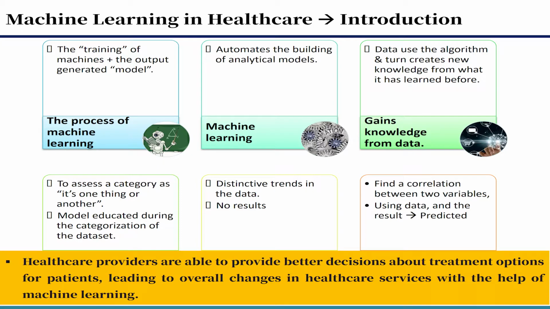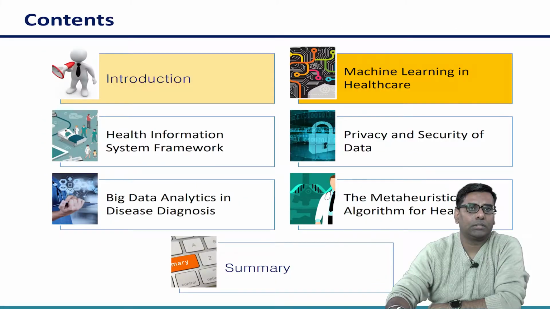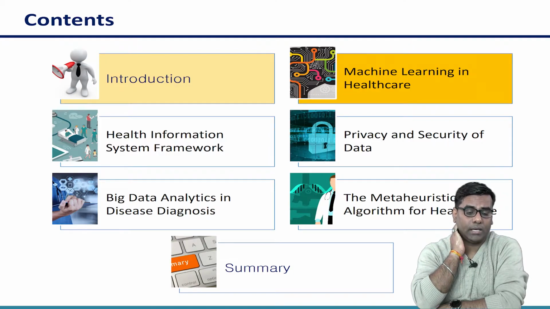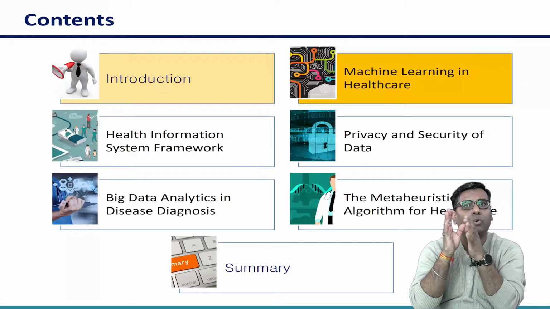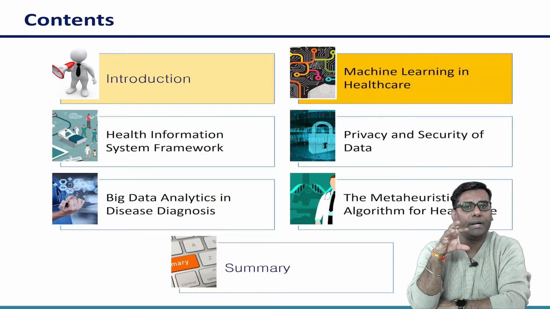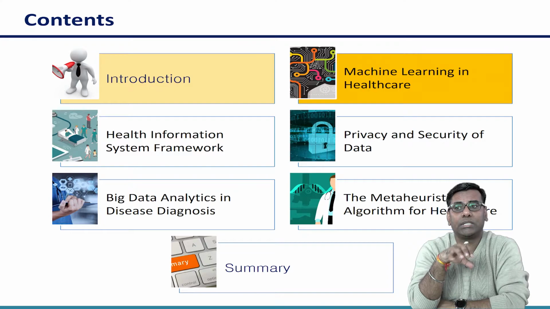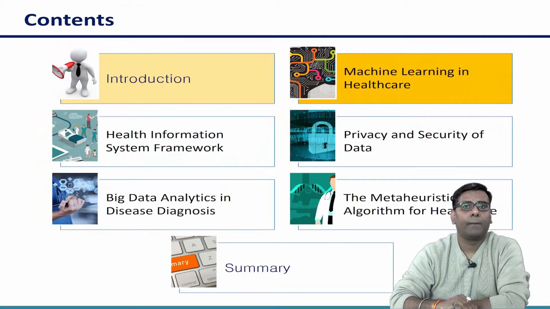Healthcare providers are able to make better decisions about treatment options for patients, leading to overall changes in healthcare services with the help of machine learning. So these are the applications and uses in healthcare systems. Second, we're going to talk about machine learning in healthcare. In the first part, we just gave the introduction. In this, we're going to go deeper into the uses of machine learning in the healthcare system.